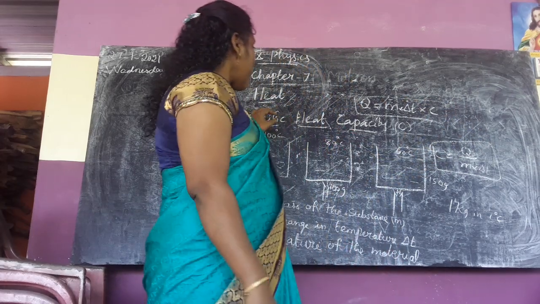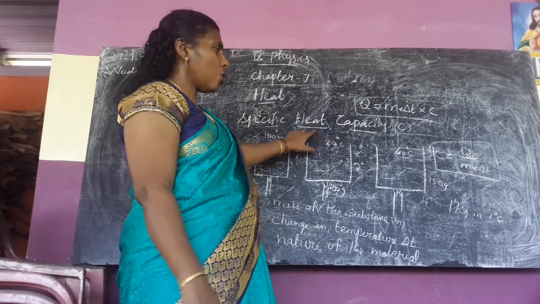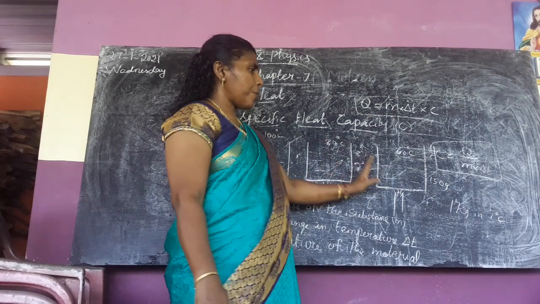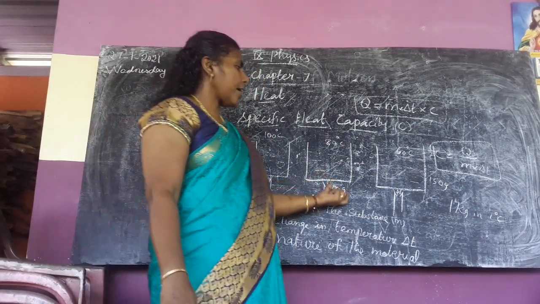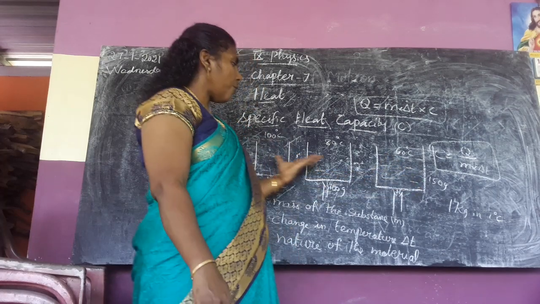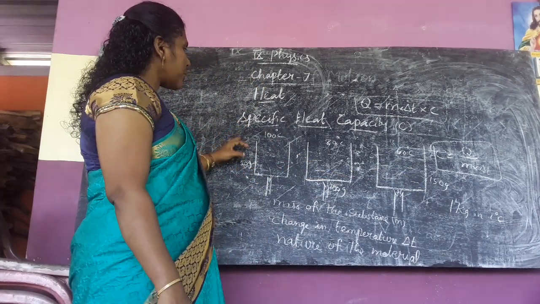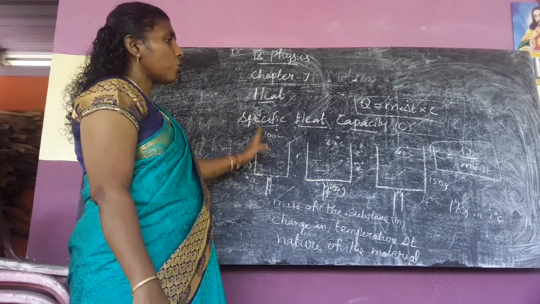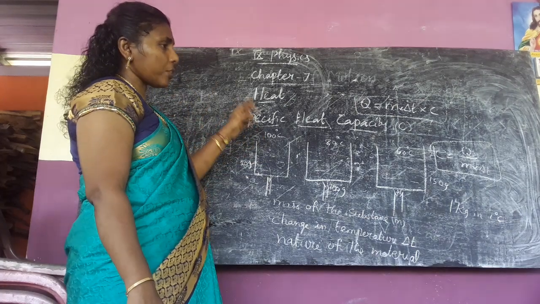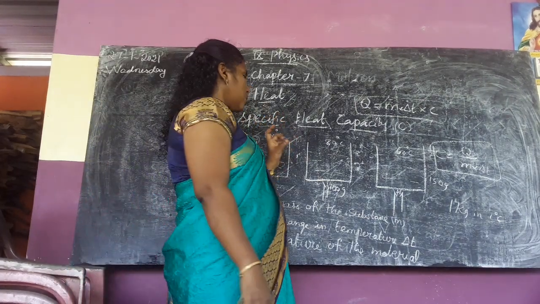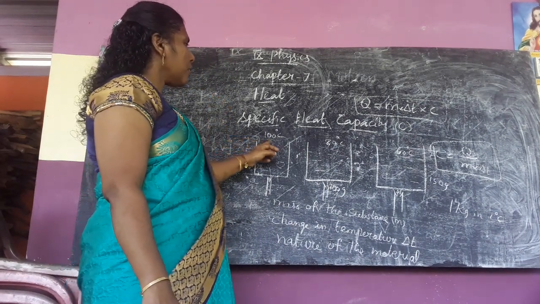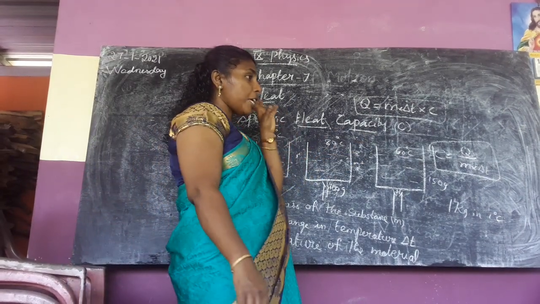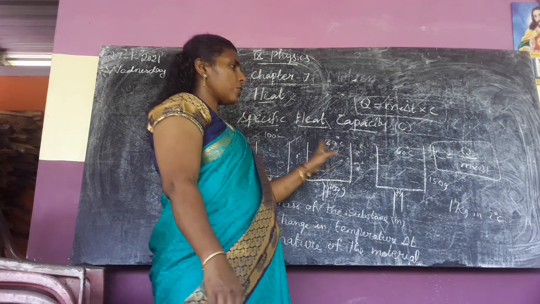Now let us understand more about specific heat capacity. First you should take 3 beakers and 3 different masses: 50 gram, 100 gram, 150 gram of liquid. Which one will reach the boiling point first? The smallest mass. According to the mass, it will reach the boiling point. Here you can see the time is the same, but the temperature changes are different.